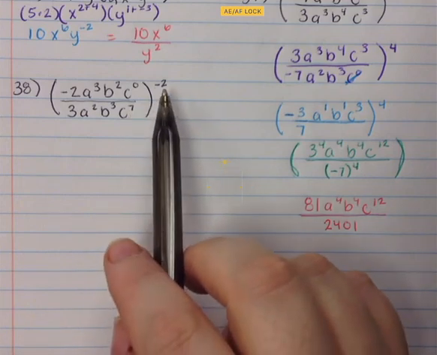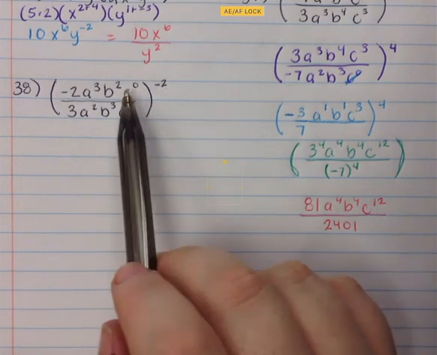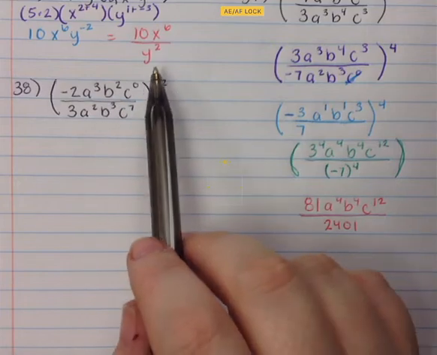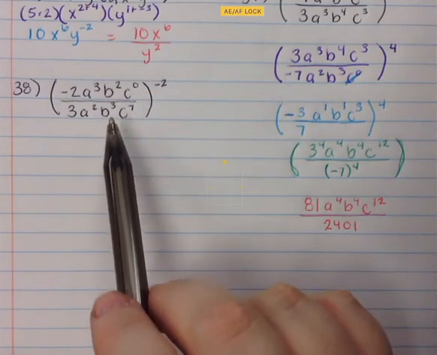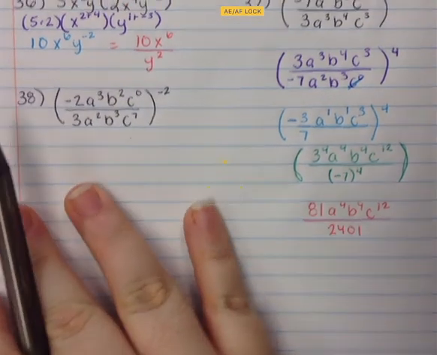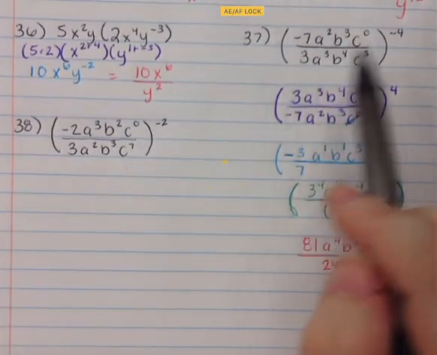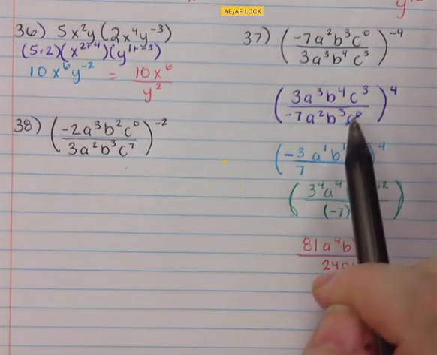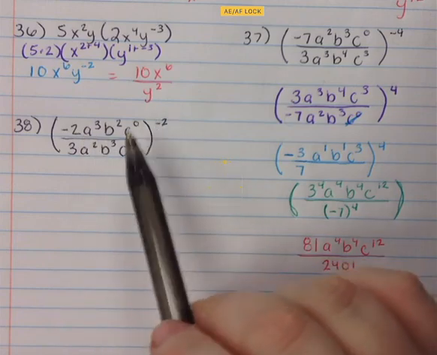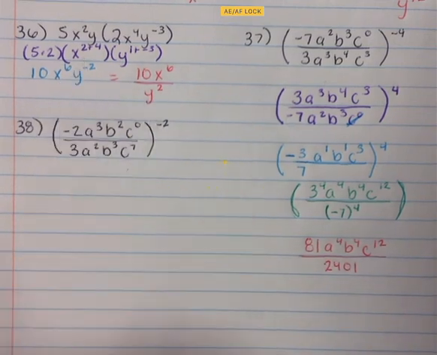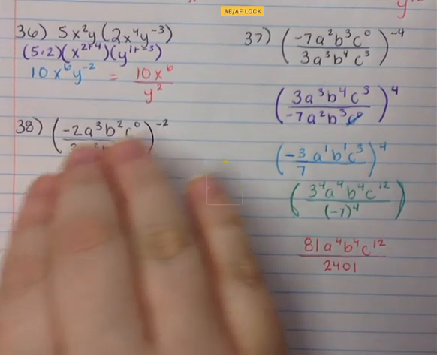So again, we could go ahead and simplify this now, or we could flip it. So it really depends on what makes sense to you. Here, I went ahead and flipped it before I simplified it. I could simplify it first and then flip it. So that's what I'm going to do on this one. I'm going to simplify the inside first and then flip it.